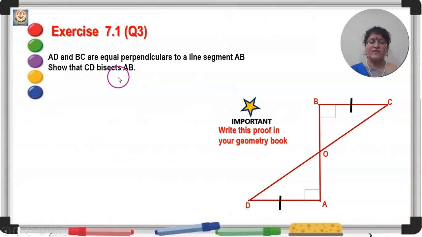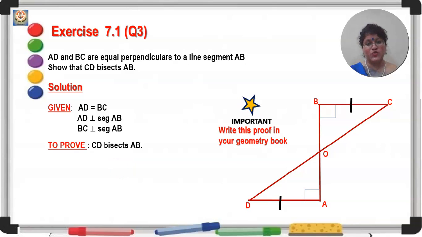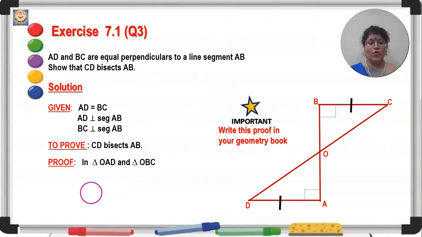Now understand the meaning of CD bisecting AB. When we say that CD is bisecting AB, it means it cuts AB into two equal parts. That means you have to show OB is congruent to OA. So write down what all is given. After you mention what is given, what you need to prove, and then the proof. So you begin the proof by taking the two triangles. So in triangle OAD and triangle OBC, start from O again, and the next triangle will be OBC. Write down whatever is congruent as per the indications.